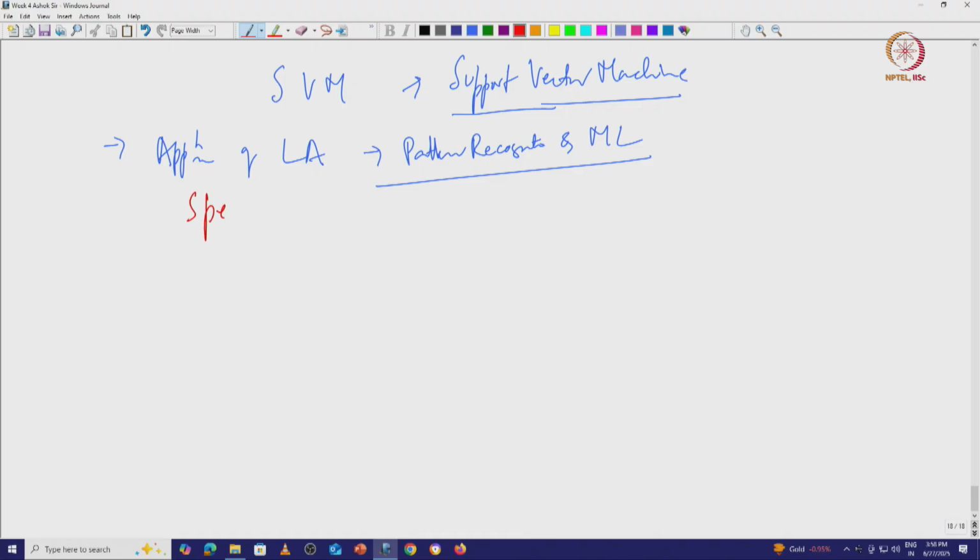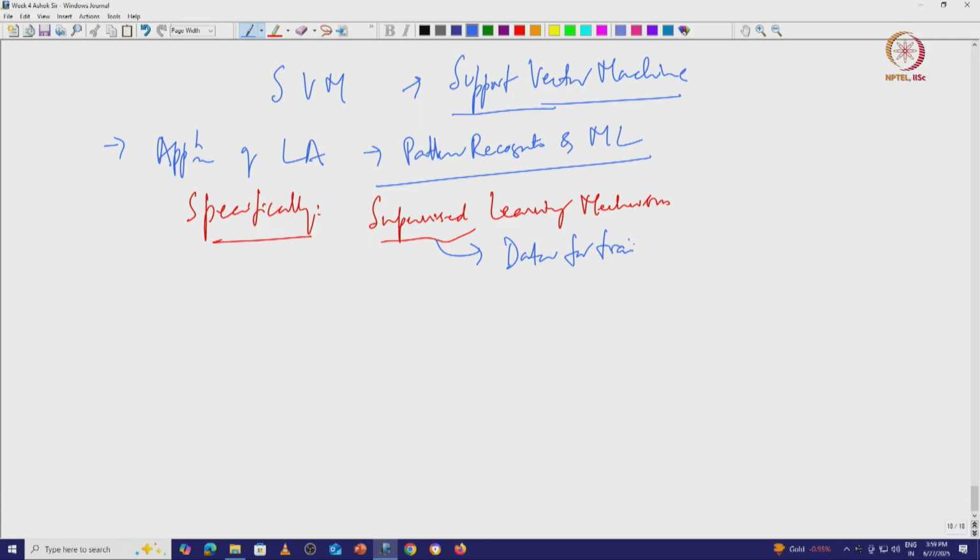Specifically, it is a supervised learning scheme, a learning mechanism. And when you say supervised, the supervision comes from data for training. So let's set the context of this technique to be used. Let's look at data of two classes.